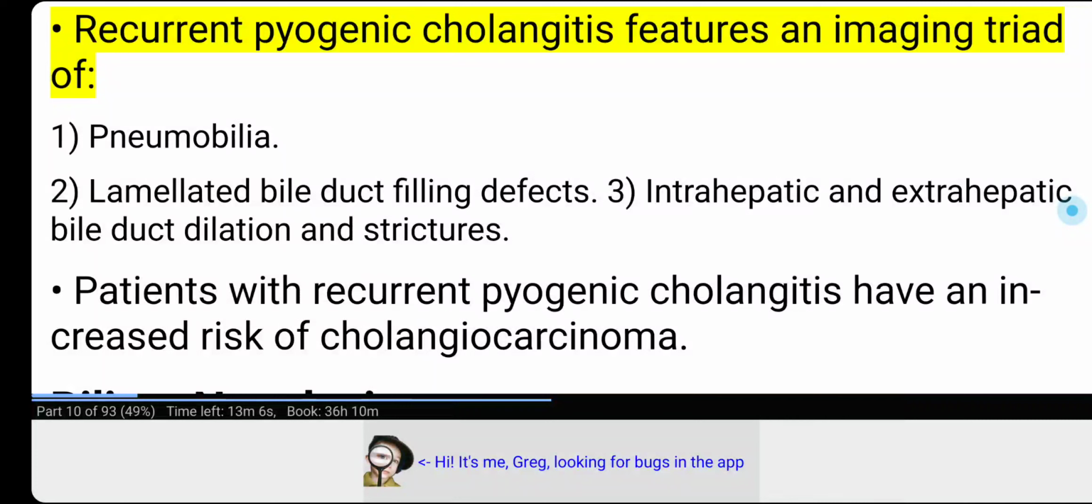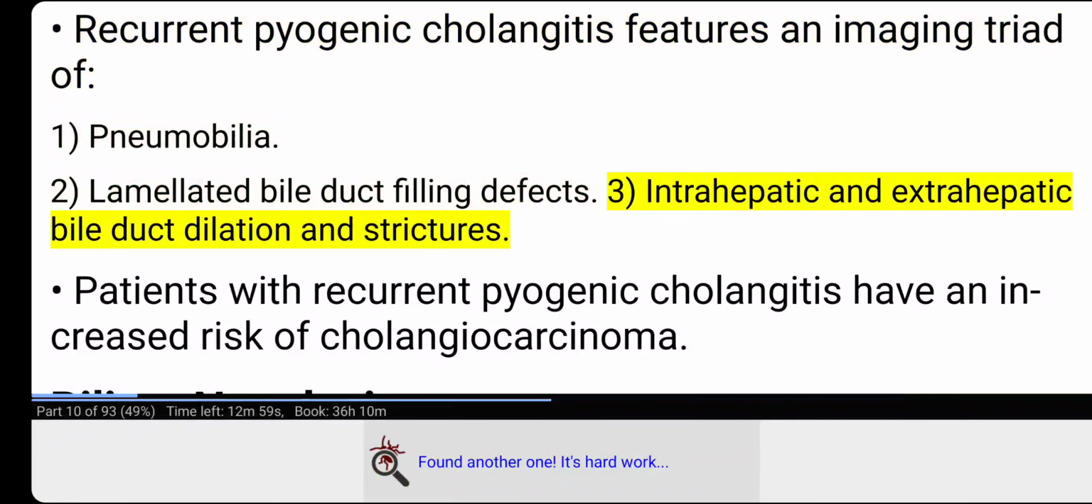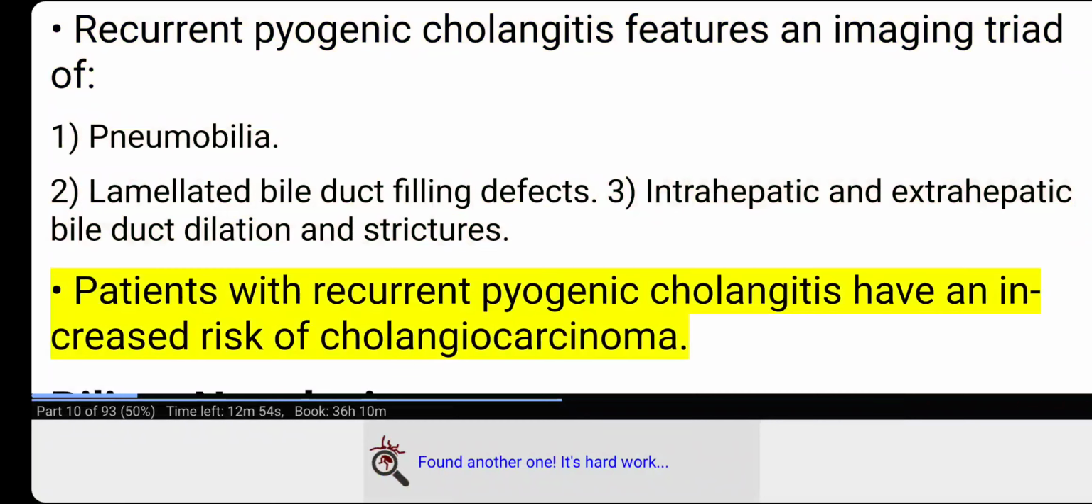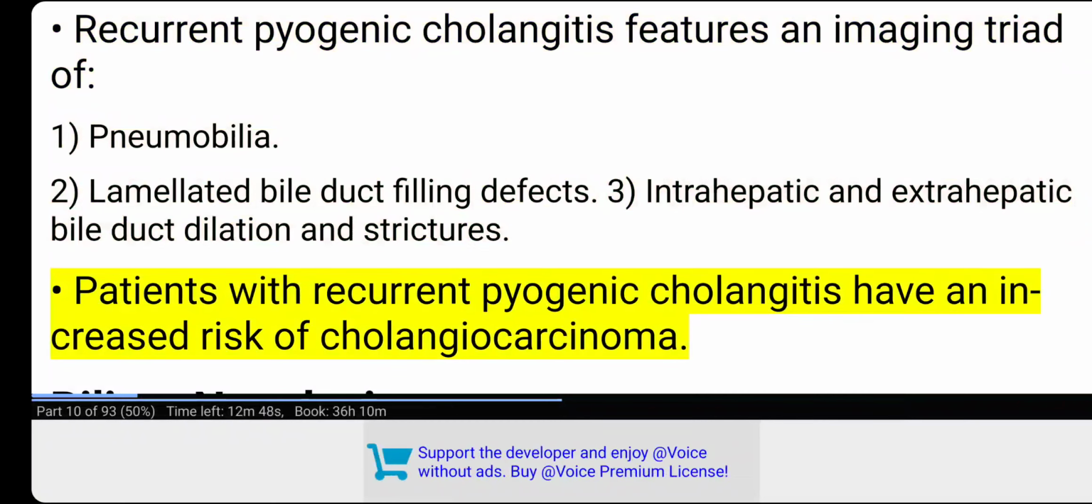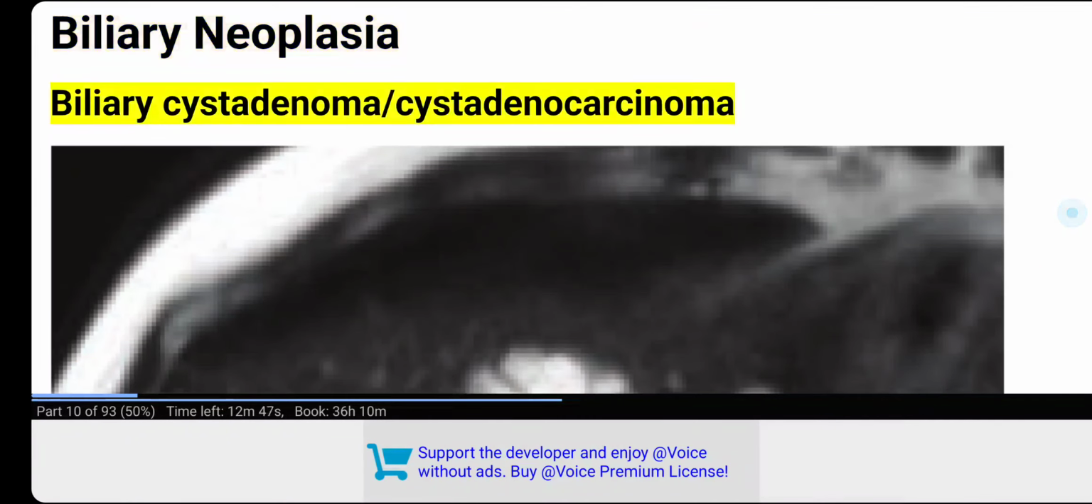Recurrent pyogenic cholangitis features an imaging triad of: 1. Pneumobilia, 2. Lamellated bile duct filling defects, 3. Intrahepatic and extrahepatic bile duct dilation and strictures. Patients with recurrent pyogenic cholangitis have an increased risk of cholangiocarcinoma. Biliary neoplasia: biliary cystadenoma, cystadenocarcinoma.